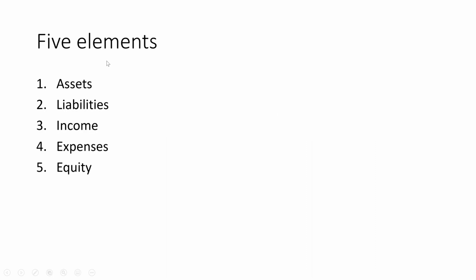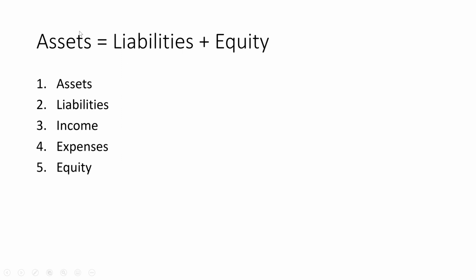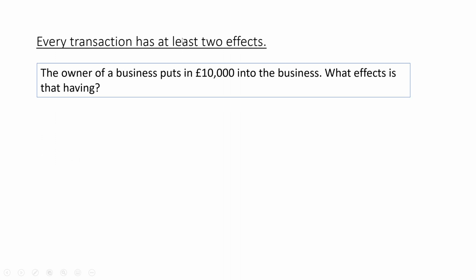Hi everyone, so today we're going to be looking at double entry made easy. As we covered last time, there are 5 elements to accounting, and we covered before assets is the same as liabilities plus equity. So double entry is all based on the principle that every transaction has at least 2 effects.